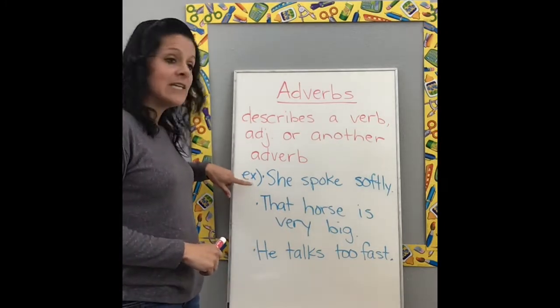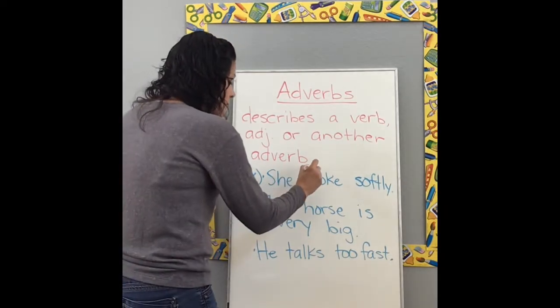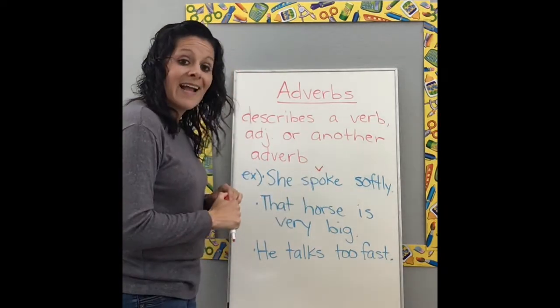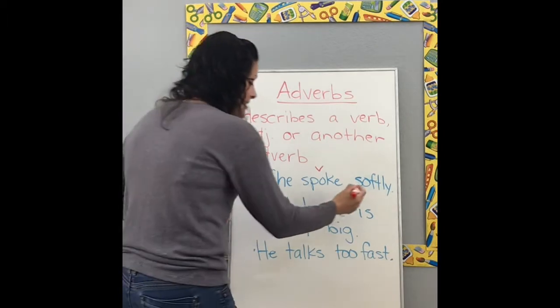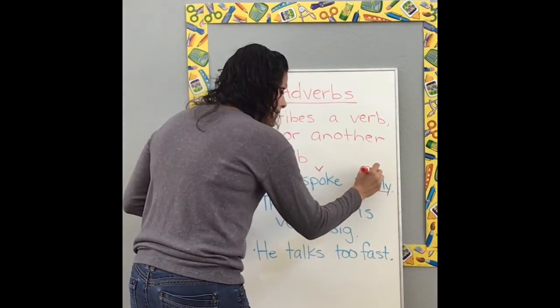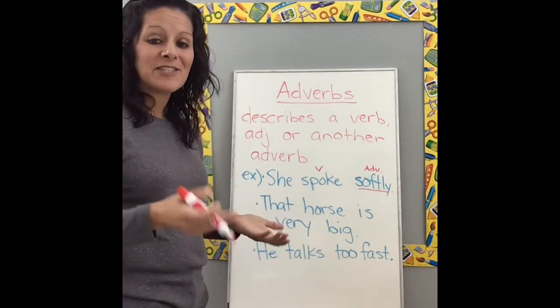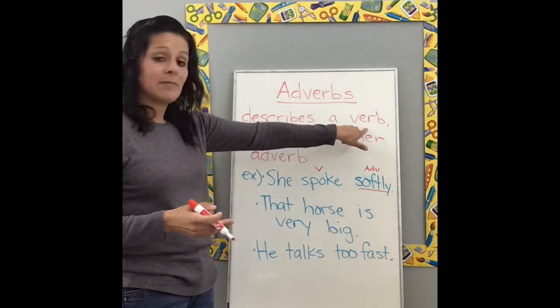The first one says, she spoke softly. Well, spoke is a verb. How did she speak? She spoke softly. So this is an adverb. This adverb is describing how she spoke. Remember, it describes a verb.